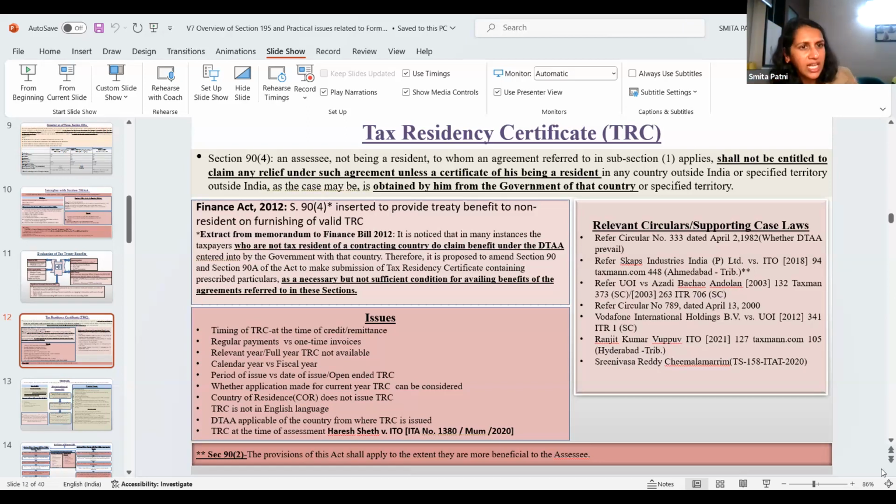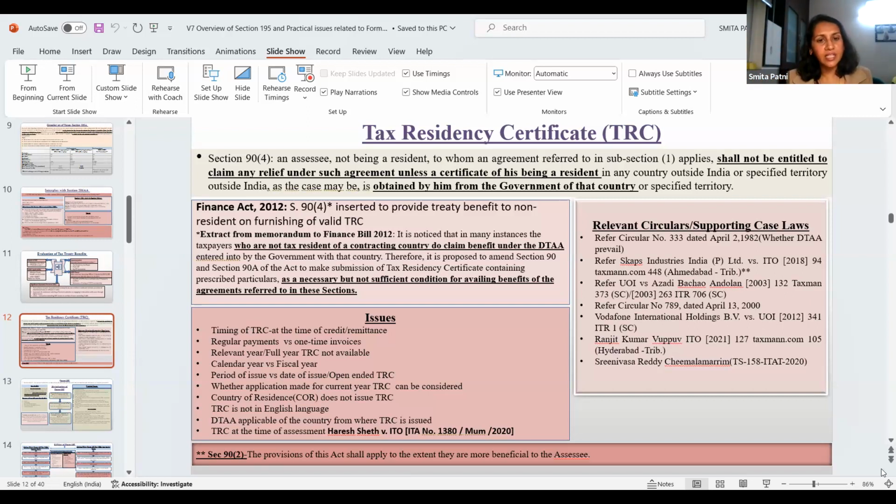Now, if the country of residence doesn't issue a TRC, as with Morocco, then obviously we are supposed to rely on the Azadi Bachao Andolan case. If the TRC is not in English, there are three ways to deal with this problem. One is that we go to Google and ask it to translate. The authentic way, the second option, is that we go to the payee himself, the non-resident, and ask him to get it converted into English and provide us the English version. The third option is that you go to an approved English translator sitting in India and get the whole TRC translated and validated in India. This is specifically if the stakes are very high.